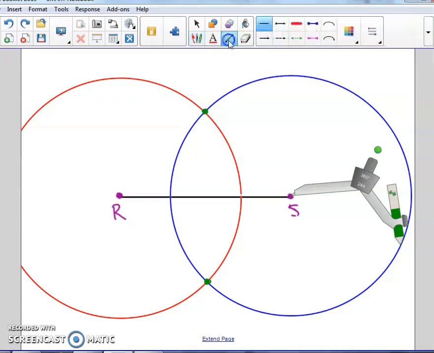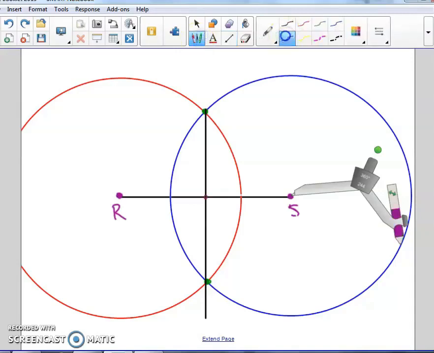And if we connect those green line segments, see if I can get it right down the center. Let's put it right here, down the center. There we go. So now that we have a perpendicular bisector, we can call this point, the book wants to reference this point as point M.